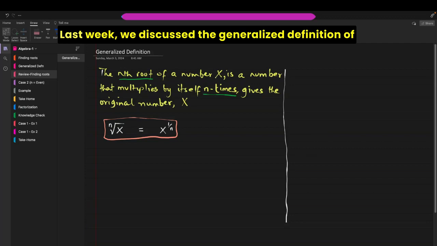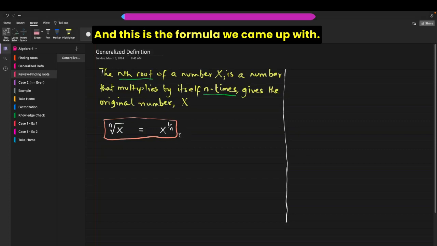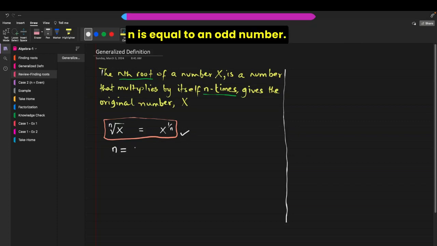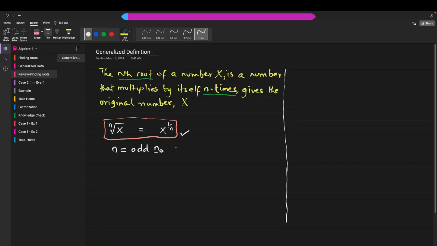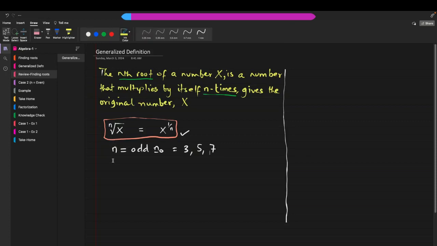Last week, we discussed the generalized definition of finding the nth root of a number, and this is the formula we came up with. More specifically, we discussed the case where n is equal to an odd number. Odd number could be 3, 5, 7. If you haven't seen that video, please see that video here.